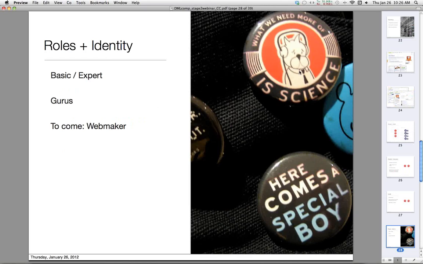From our standpoint, roles and identity also tie into levels. So we just went with basic versus expert. And then we also had this area that we called gurus, and those were people who had achieved a level of expertise. They had achieved the expert level, and when they were gurus, they could actually become peer assessors. So we started to think about how the badge system would interact with and mold the community as well. And we are now also working on the Webmaker badge.